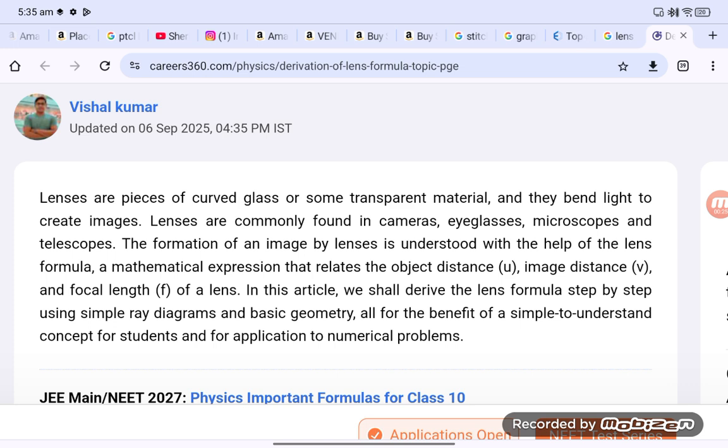The formation of an image by a lens is understood with the help of the lens formula, a mathematical expression that relates the object distance, image distance, and focal length of a lens. In this article, we shall derive the lens formula step by step using simple ray diagrams and basic geometry, all for the benefit of a simple to understand concept for students and for application to numerical problems.